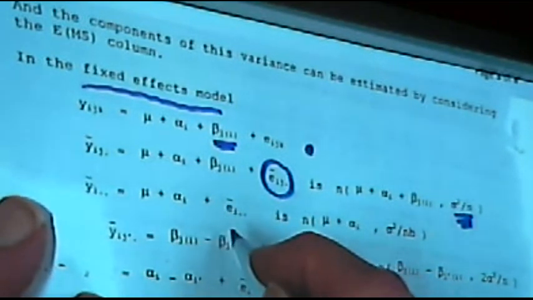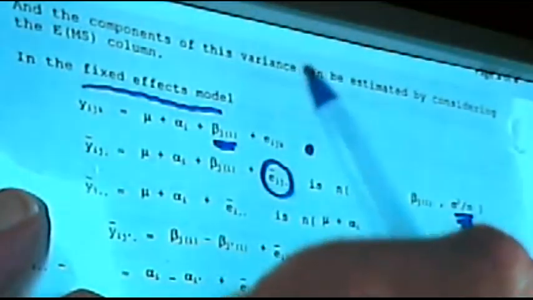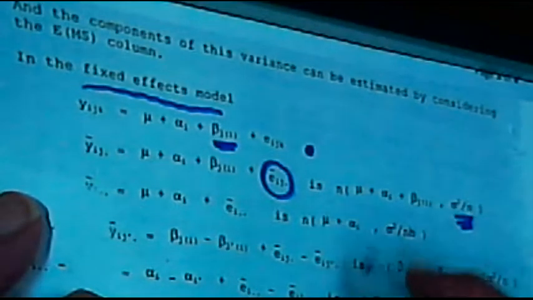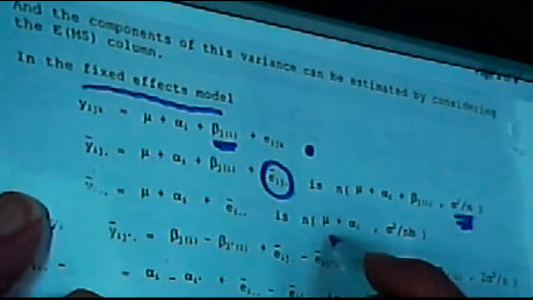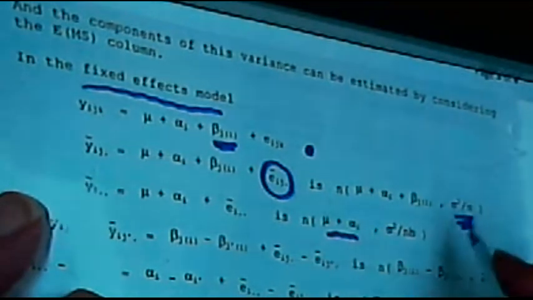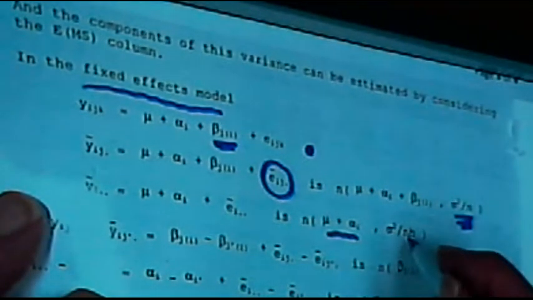What kind of distribution does this have? Again, it's like a one-step, write it down. It's normal with mean mu plus alpha I, and variance sigma squared over nb. nb is the number of observations that are in this average.